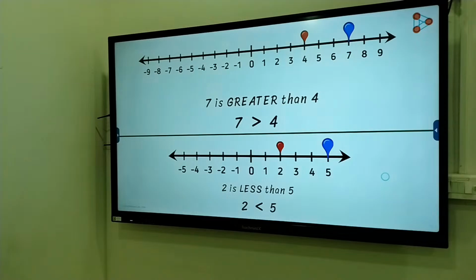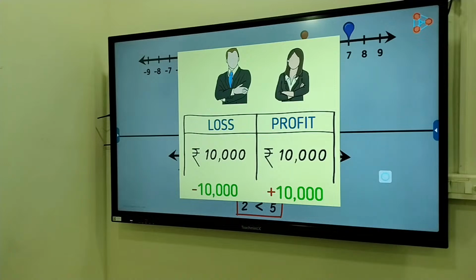We have seen integers on a number line, we've compared them, and now we even discussed denoting them with a sign depending on the situation. What else can be done with integers? We will see that in our next lesson.